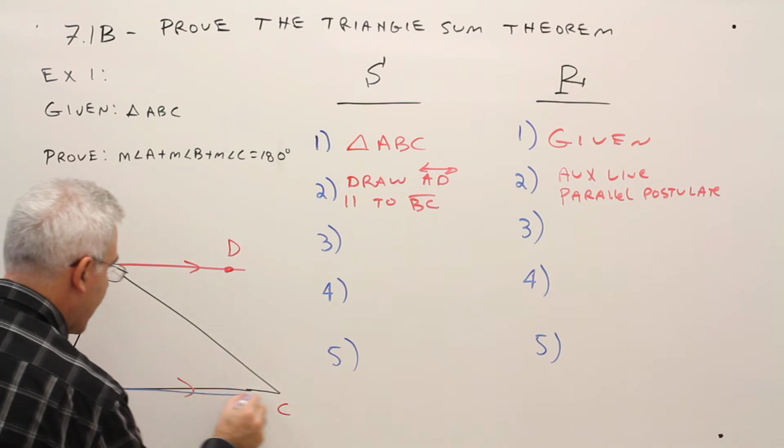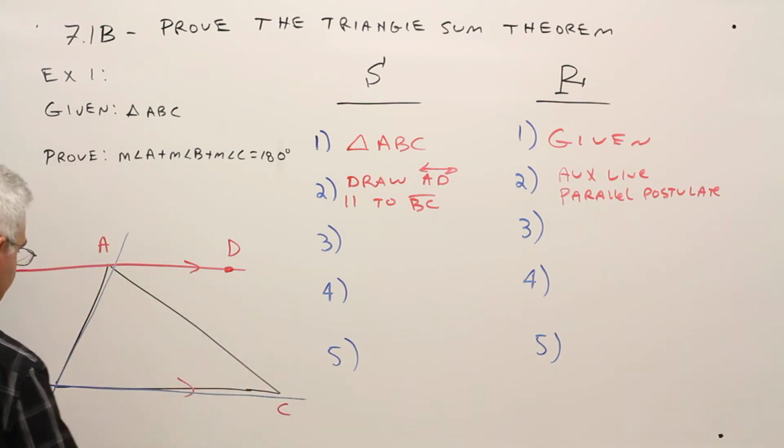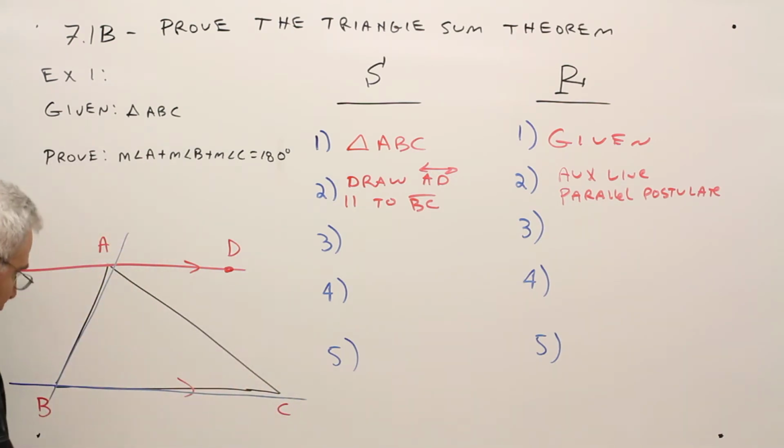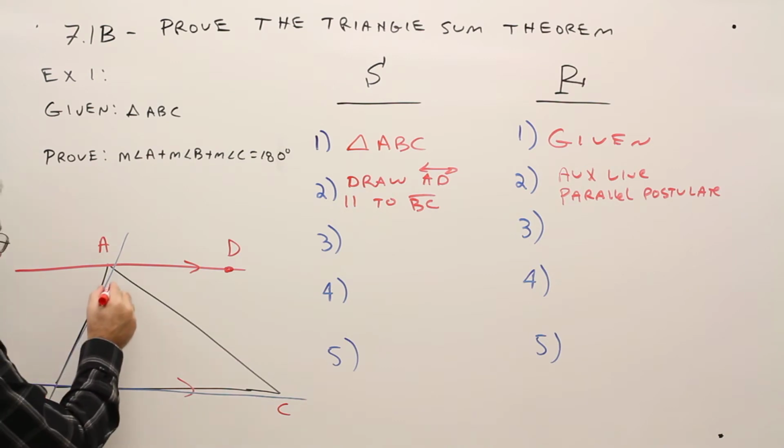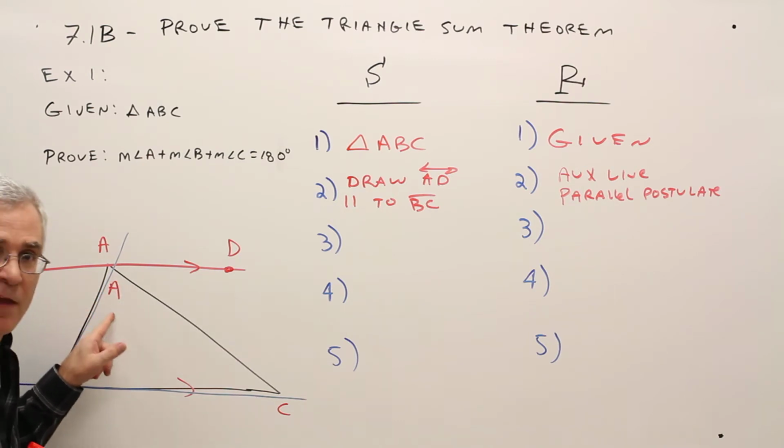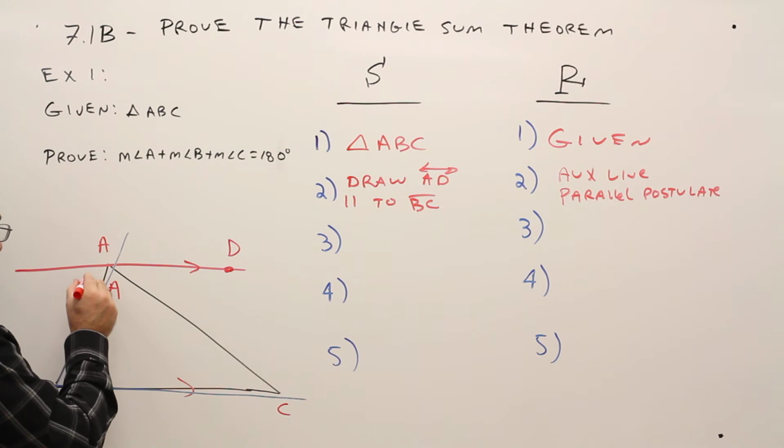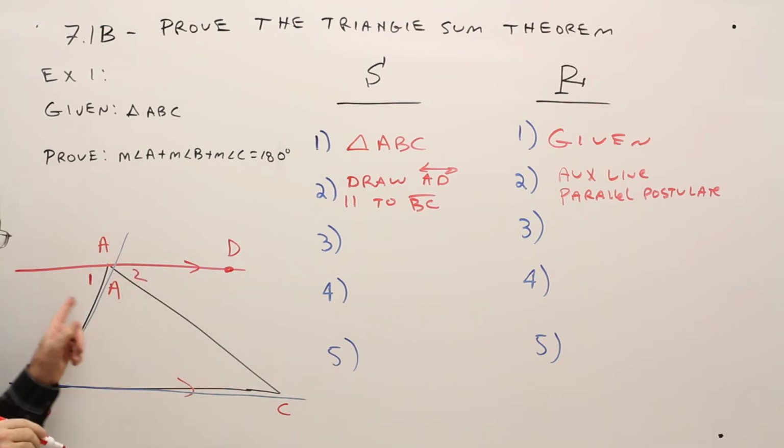I do like to extend these lines. I could call this a transversal. Let's do some additional labeling. Just to emphasize, angle A is on the inside. And let's add an angle 1 and an angle 2 there on our drawings. I'll just make it easier.